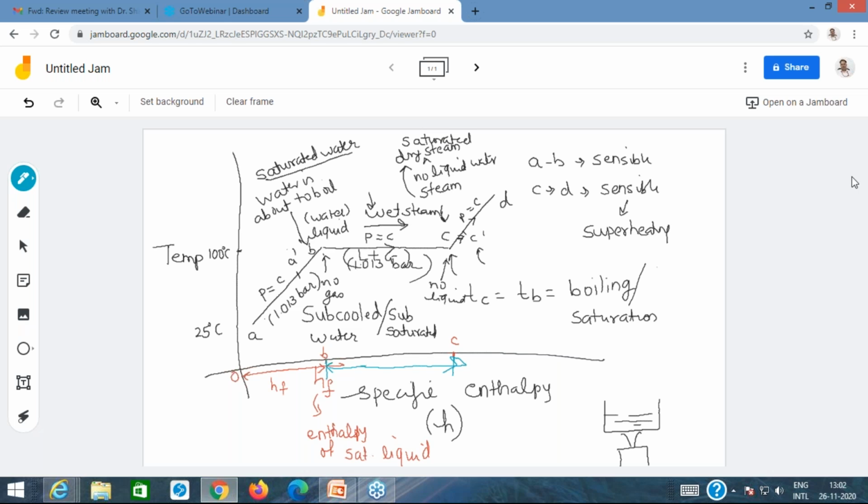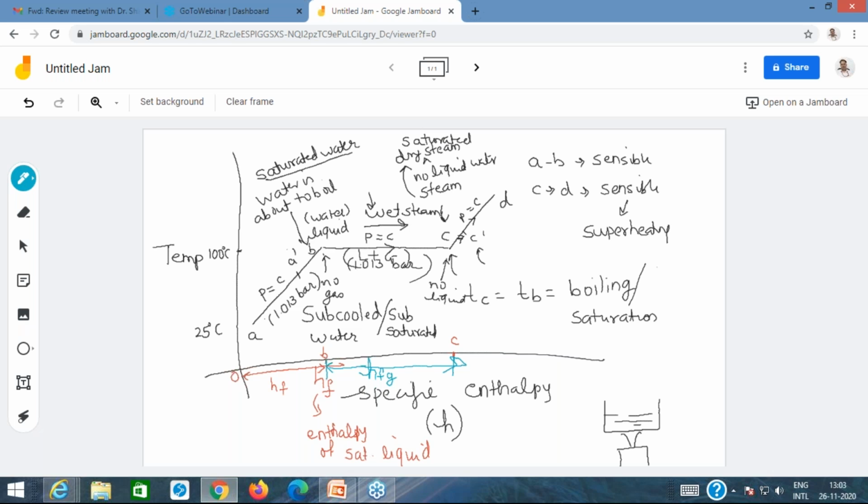Yes, correct, Yuvraj, you are right. That is the latent heat of vaporization. Ganesh, Neha, Yuvraj, they have answered it correctly. Kamlesh, it is not the enthalpy of saturated steam. That portion, HC minus HB, is the latent heat of vaporization. For latent heat of vaporization, I would be using the term HFG.